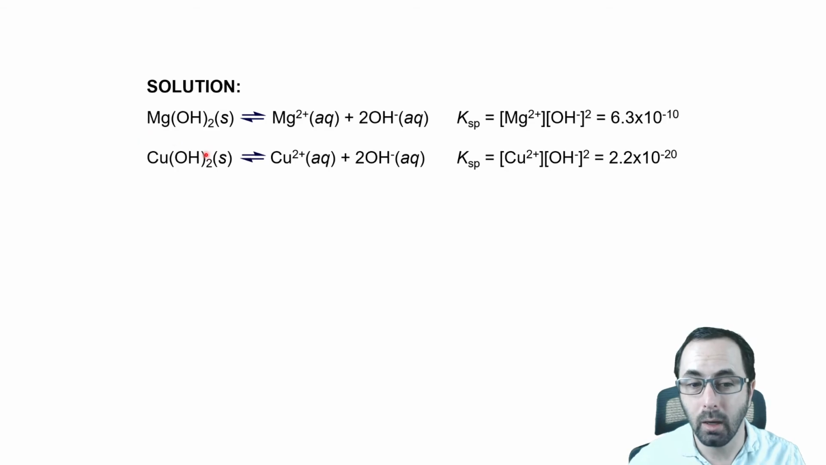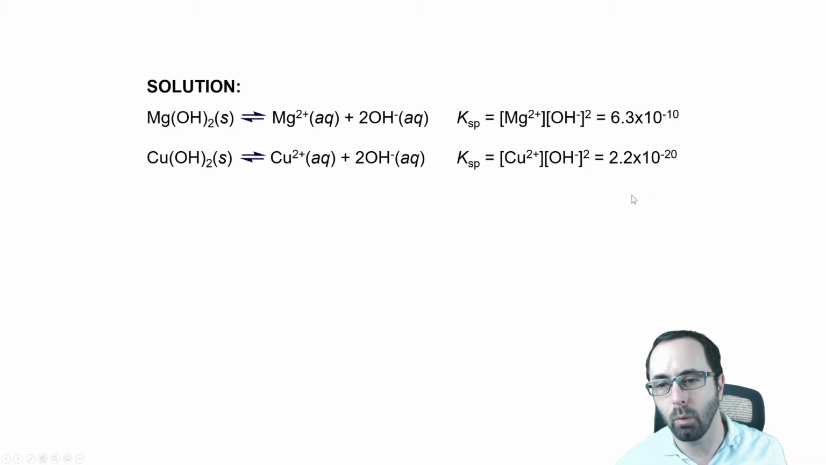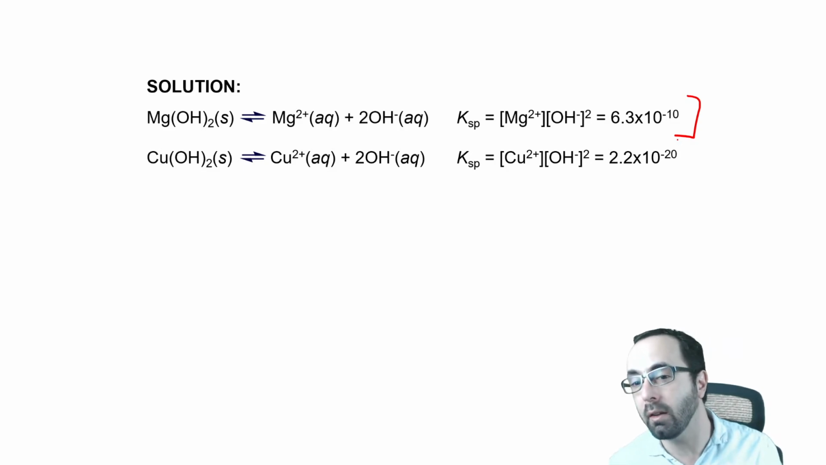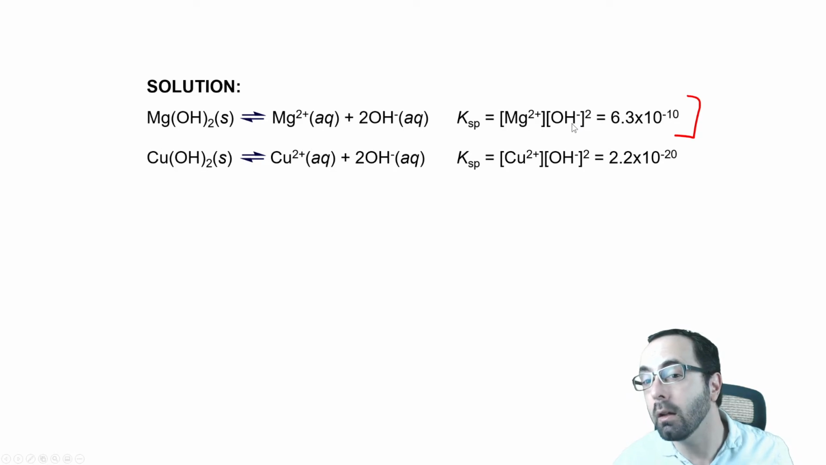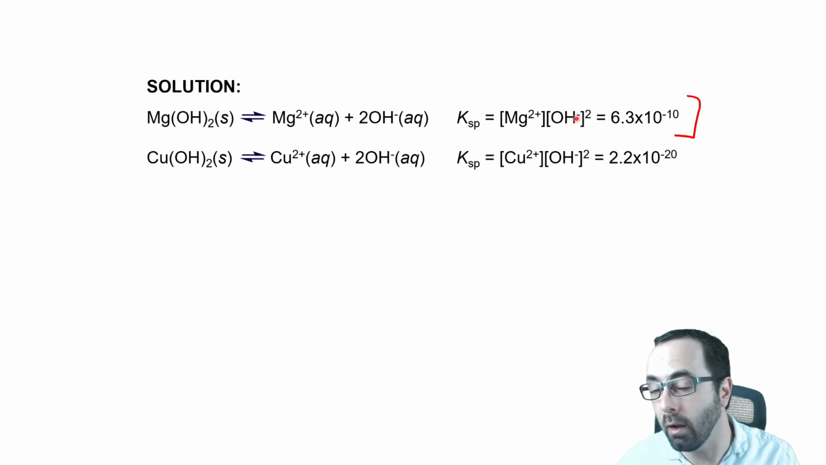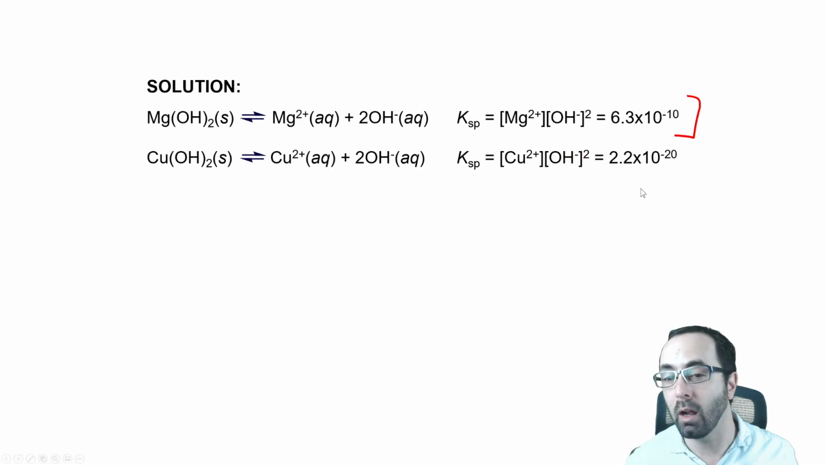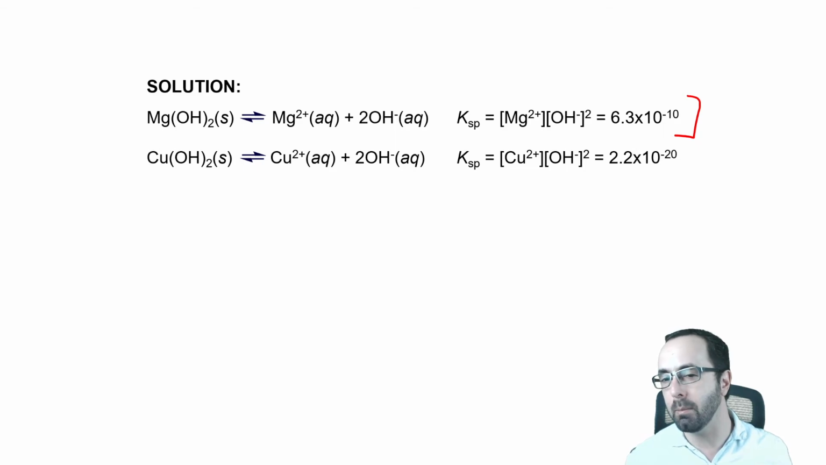Now for the copper 2 hydroxide, it's copper 2 ions, again, those 2 hydroxide ions, so the KSP is copper concentration times hydroxide concentration squared, and that is 2.2 times 10 to the minus 20. So we're going to focus here on the magnesium hydroxide because we can add more hydroxide before the magnesium hydroxide precipitates, while the copper 2 hydroxide will be precipitating because it's less soluble. And we're trying to precipitate out as much copper 2 hydroxide as possible without precipitating any magnesium hydroxide.